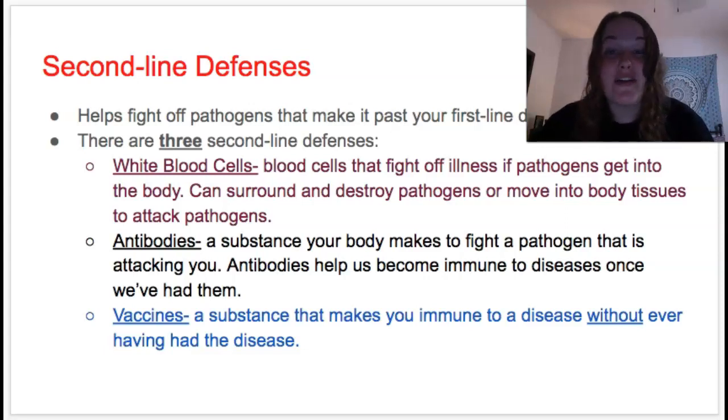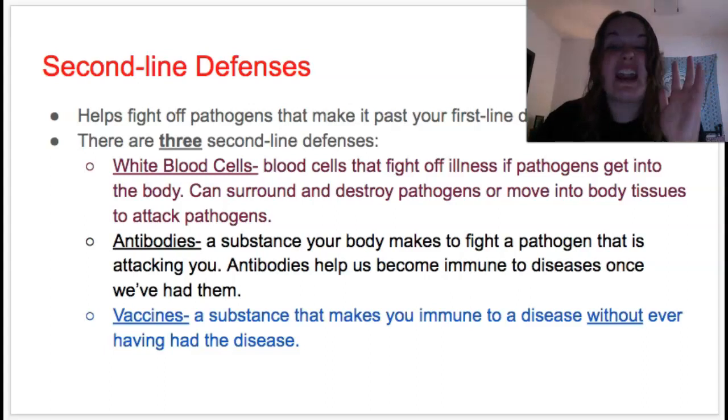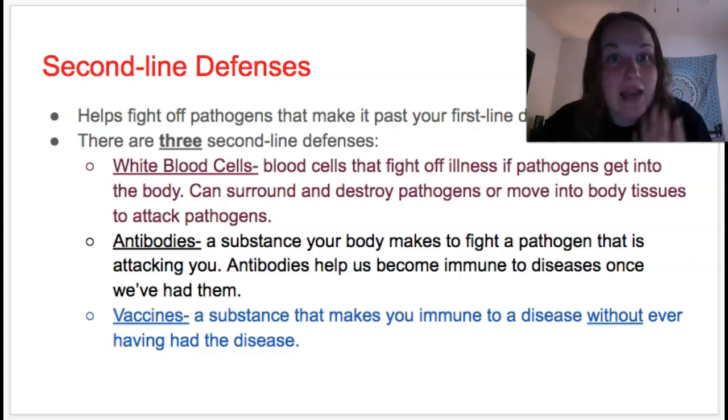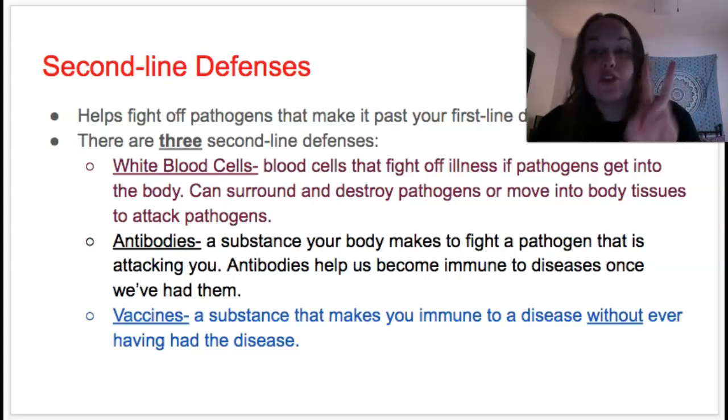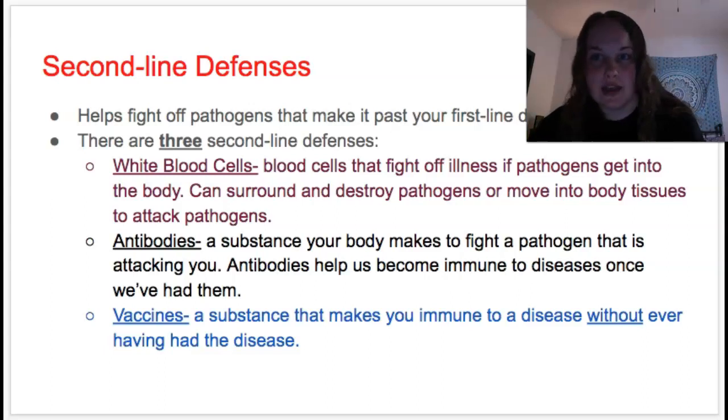They are blood cells that fight off illness if pathogens get into the body. They do this one of 2 ways. They can either surround and destroy pathogens, or they actually move out of your bloodstream and into body tissues to attack pathogens. So your second line defense are antibodies. They are a substance that your body makes to fight a pathogen that's attacking you.